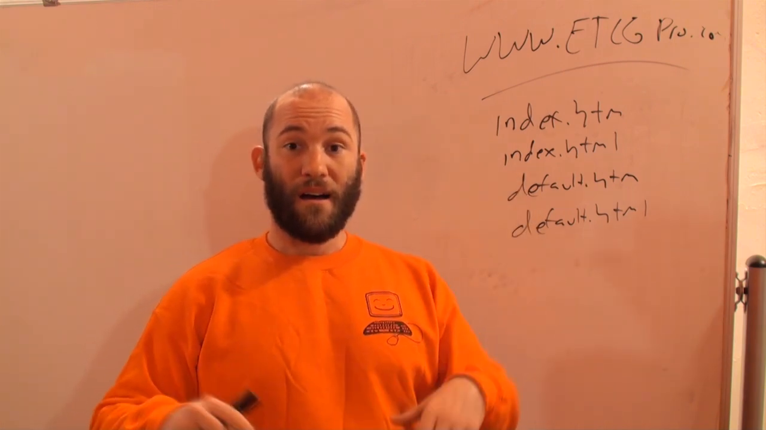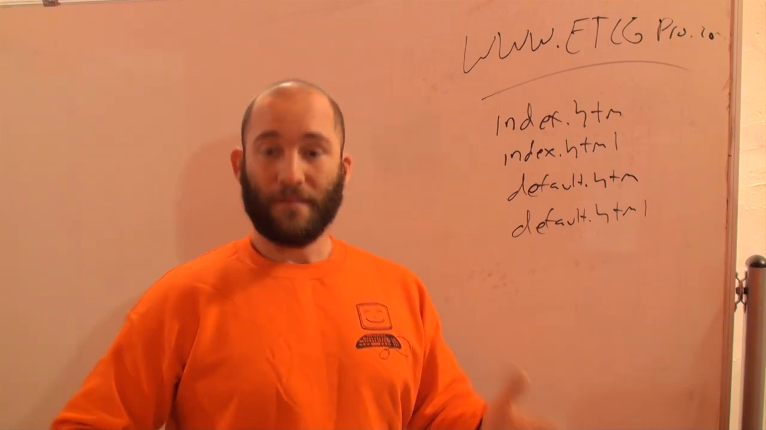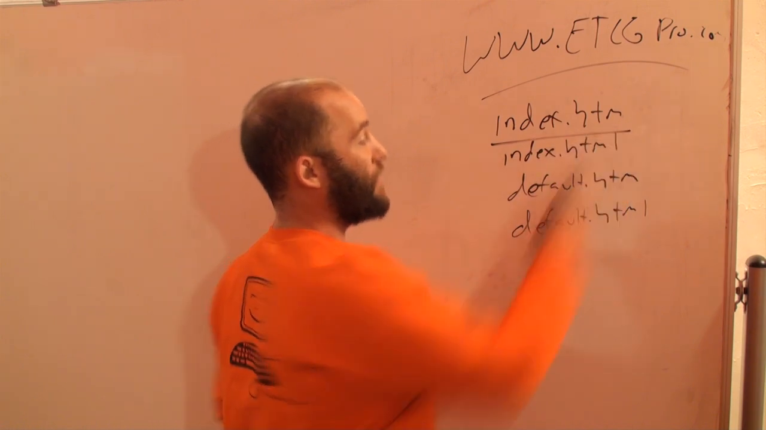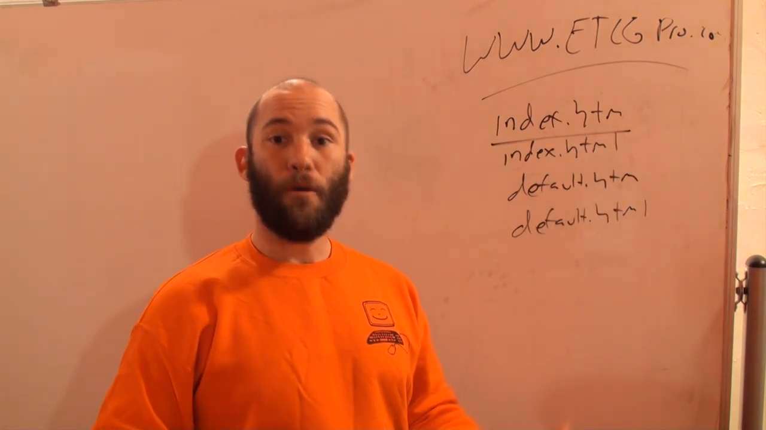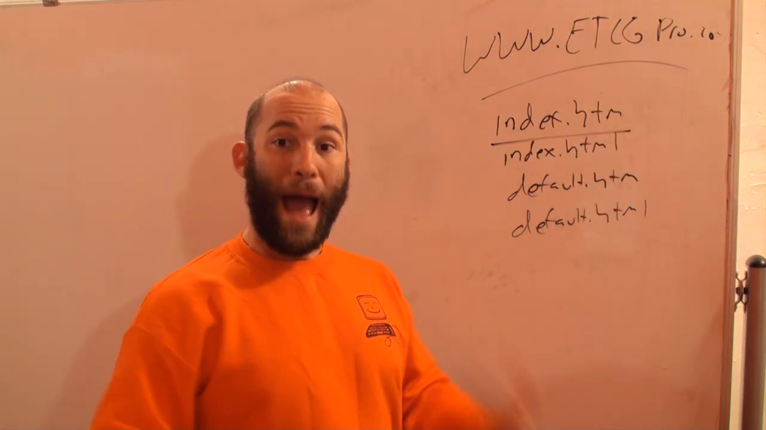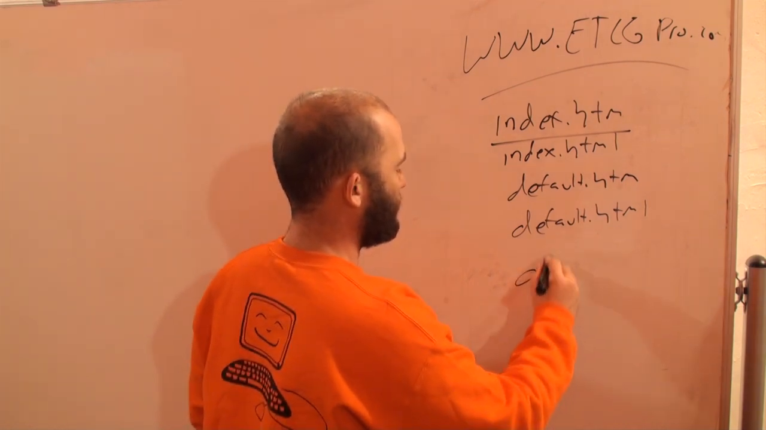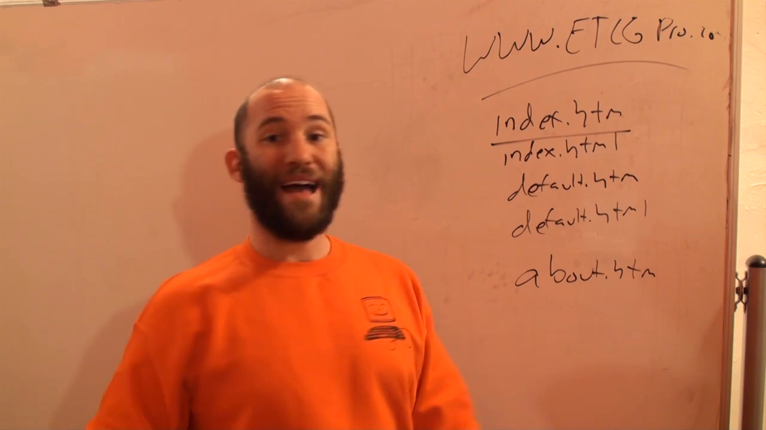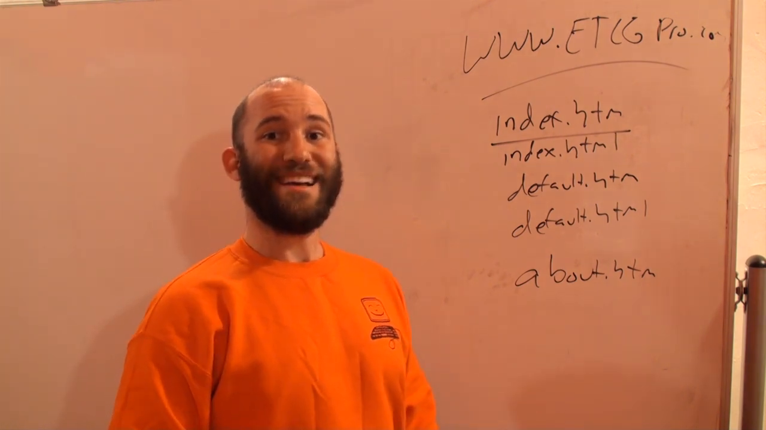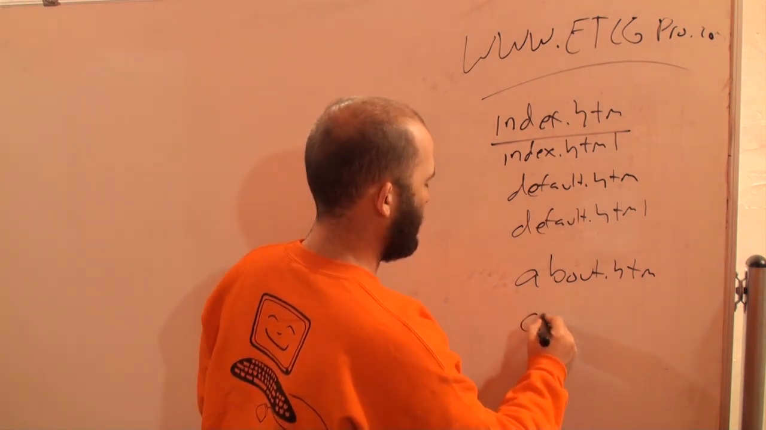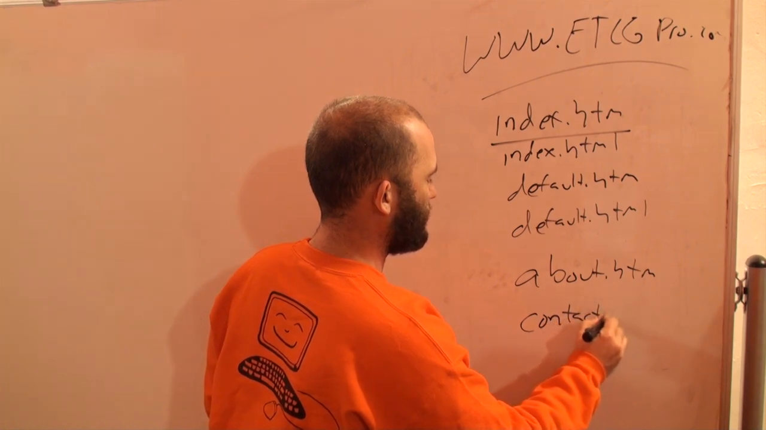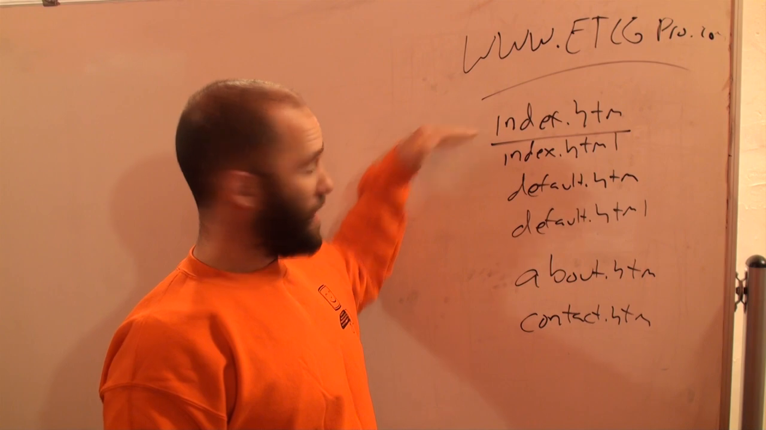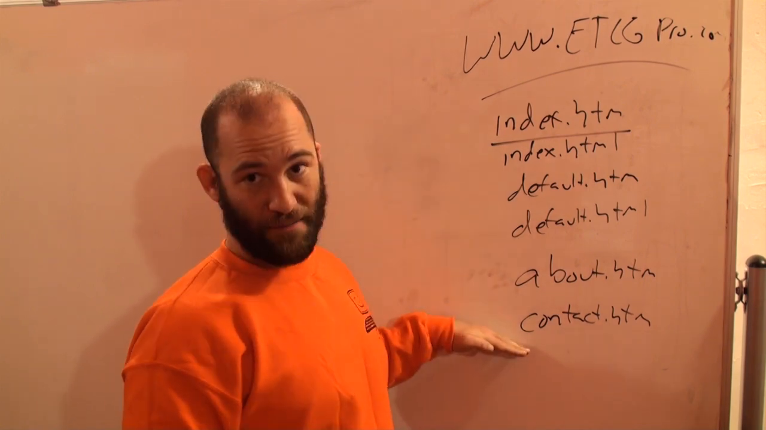Then on our website, this little practice website that we're going to be doing, we'll have the home page, which will be named actually index.htm. We will have an about page that we will call about.htm. And then we will have a contact page, which will be contact.htm. So we will have the home page, index, about, and contact.